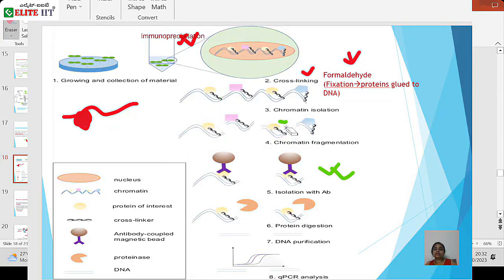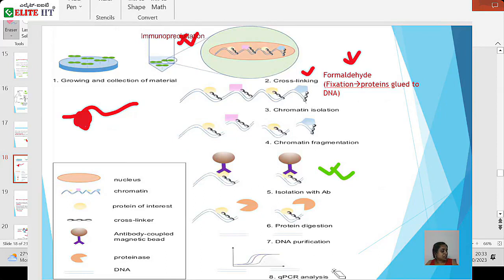So first of all, cross-linking, then chromatin isolation, then you have to do fragmentation of the chromatin and add antibody. Antibody against whatever you want to identify, against that protein, you just isolate it. Isolation with antibody. And next step is you have to digest the protein because you are trying to sequence the DNA. You don't want protein. So in that case, you can digest that protein. So protein digestion, and finally you do the DNA purification. And after DNA purification, you do PCR analysis.